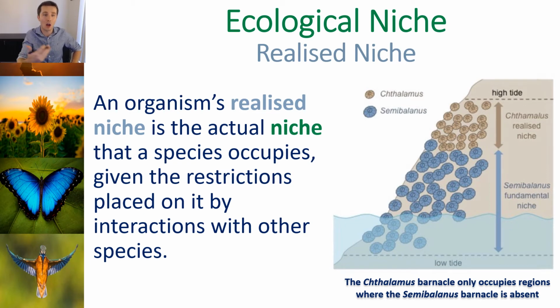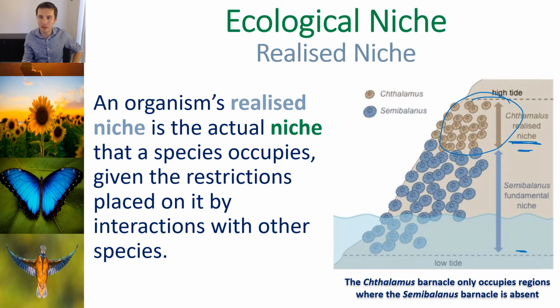Now, if all of a sudden we add other organisms, this is when we talk about the organism's realized niche. So write this definition down as well. An organism's realized niche is the actual niche that the species occupies given the restrictions placed on it by interactions with other species. So here we've got the Semibalanus barnacle, and it comes in, and you can see that it is a better competitor. And here you've got the Thamylus barnacle, and it's only occupying areas where this other Semibalanus barnacle is absent. So because this one outcompetes this, even though it can potentially live all the way down here, it has a realized niche, which is here.